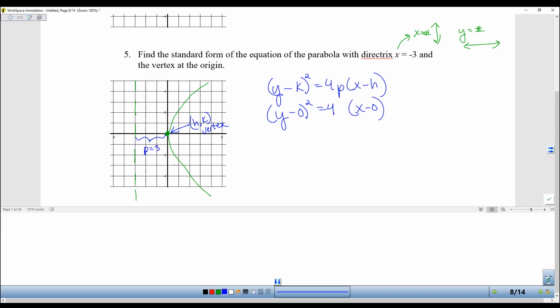So whether or not P is positive or negative will depend on which way it's going. So it's pretty easy to remember. Up is positive, down is negative. And then when it's going left or right, this parabola is considered positive and this parabola is considered negative. So our P is going to be considered positive, so 3. And I get y squared is equal to 12x.